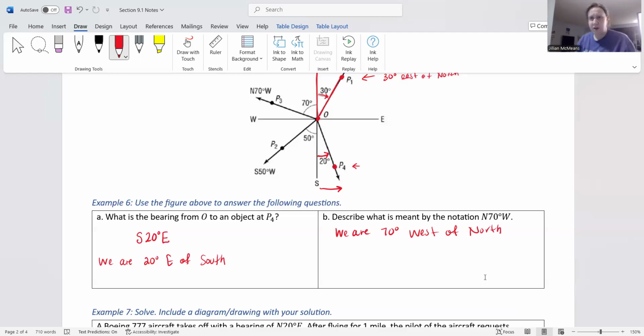So think of this like the Cartesian plane. We have our Cartesian plane, we have the origin, directly above that is north, directly below that is south, and then directly to the right is east, directly to the left is west. Okay. So we always start from the origin.